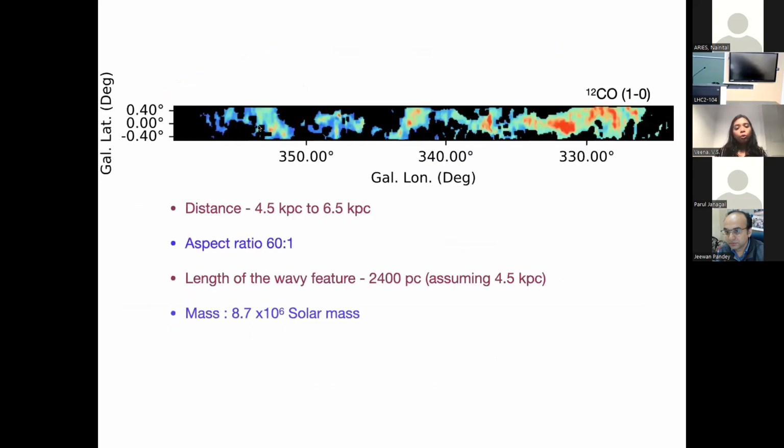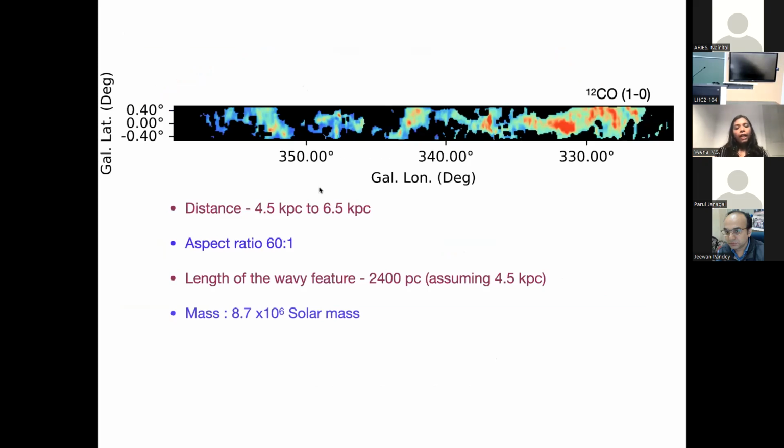If we also look at the 12CO data from the 3 millimeter MOPRA survey, we can again see the emission here. This is a slightly stretched image for better visualization. In the 12CO, you see a broader wavy feature, but the wave structure is apparent. It is slightly broader because 12CO is less dense compared to the 13CO emission, so we see some of the relatively diffuse components.